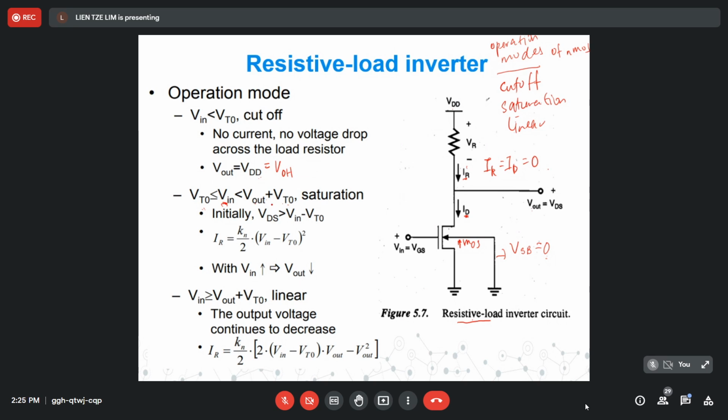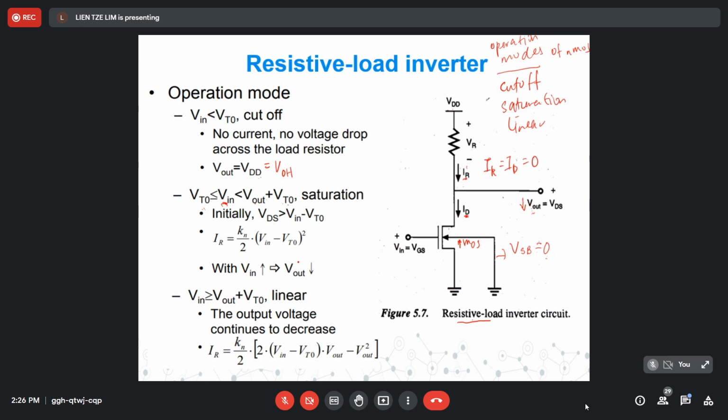What you need to know is that when the input voltage increases to between this range, which is above the threshold voltage and below V out plus VTO, then the NMOS starts to operate in saturation. Then there is a current flow from VDD through the load and then through the NMOS to the ground. Here the V out will start to drop.